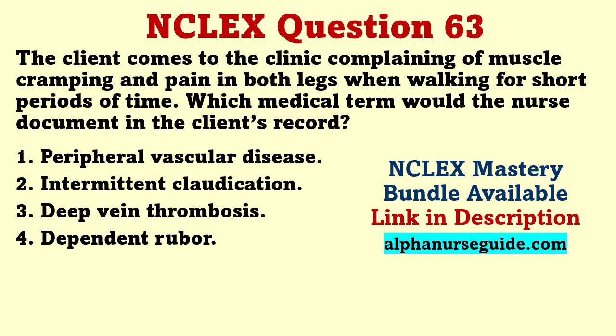Peripheral vascular disease is a broad term that encompasses both venous and arterial peripheral problems of the lower extremities. Deep vein thrombosis is characterized by calf tenderness, calf edema, and a positive Hohmann's sign. Dependent rubor is a sign of arterial occlusive disease. The legs are pale when elevated, but are dark red when in the dependent position.